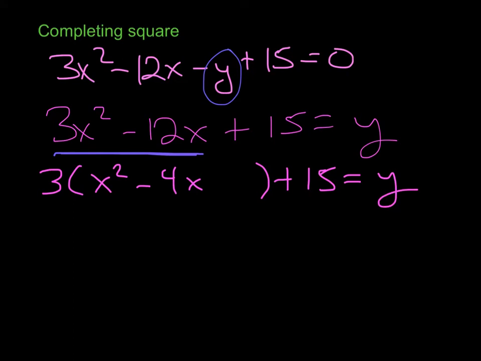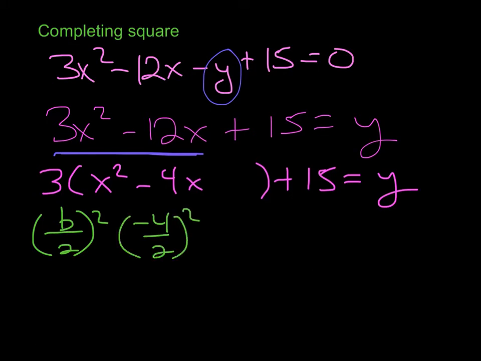Now if you remember, we're going to take half of b, so it's b over 2, and then we square it. So my b term happens to be negative 4. So negative 4 divided by 2 squared, well half of negative 4 is negative 2, and negative 2 squared is a positive 4. So I'm going to add a 4 into that parenthesis.